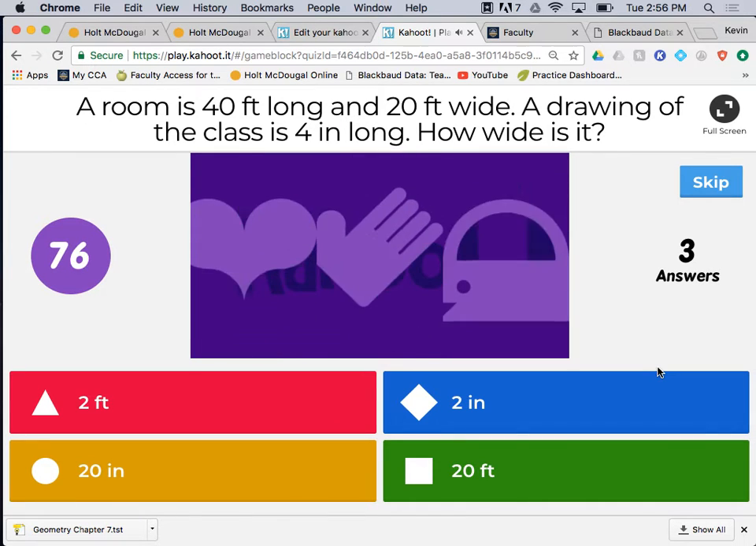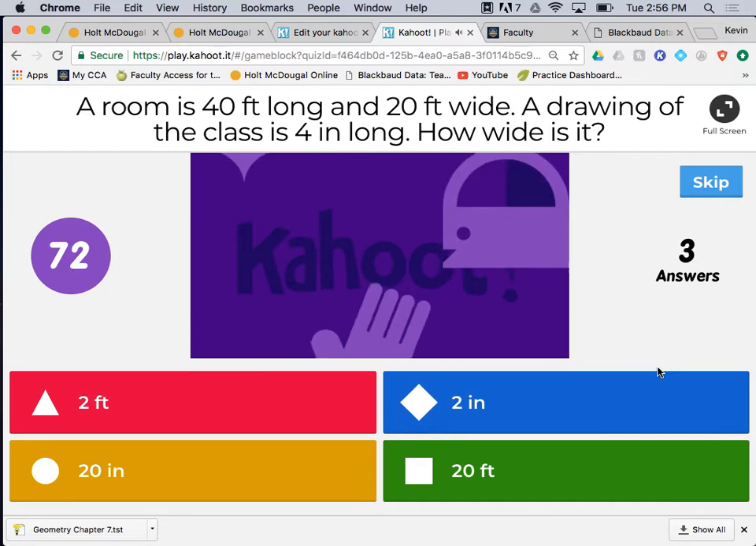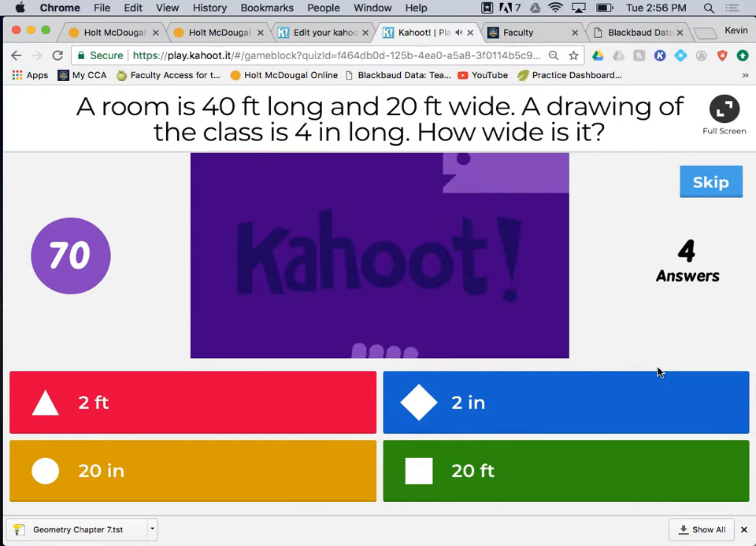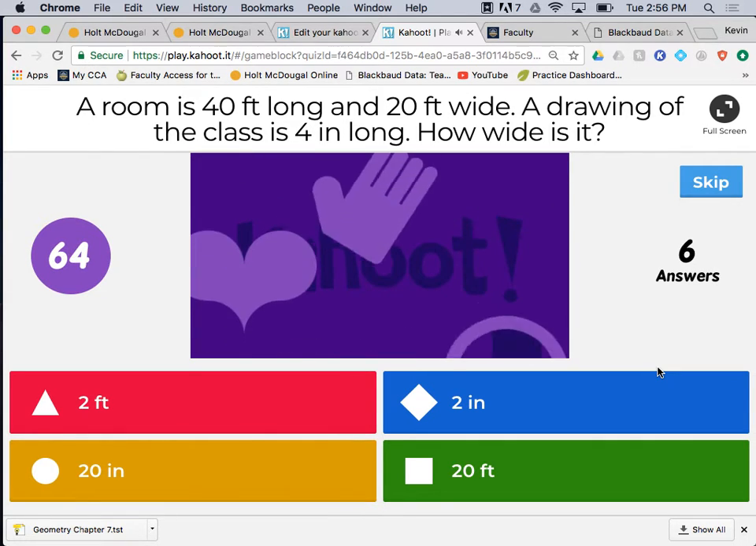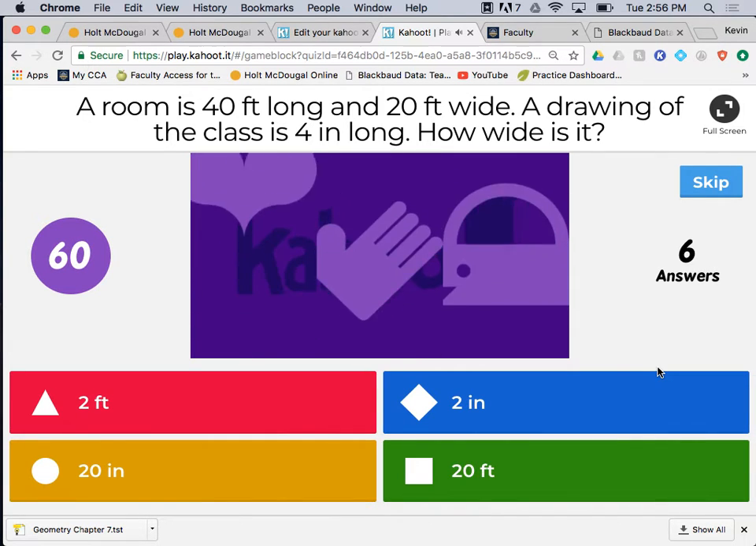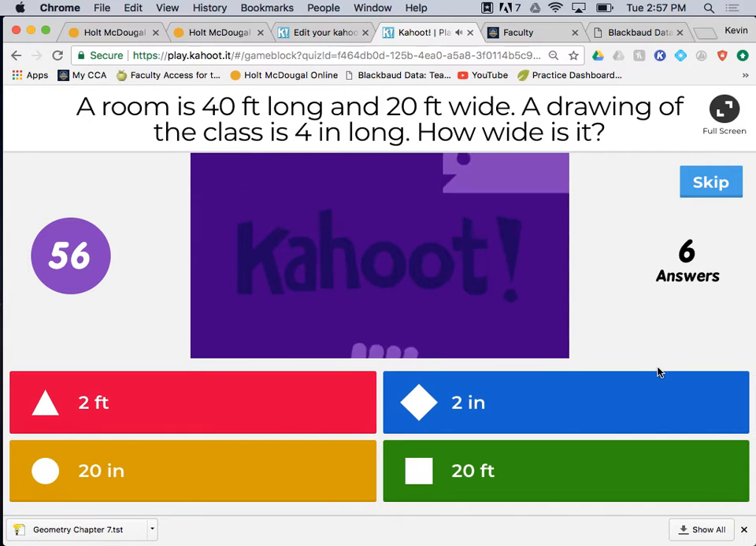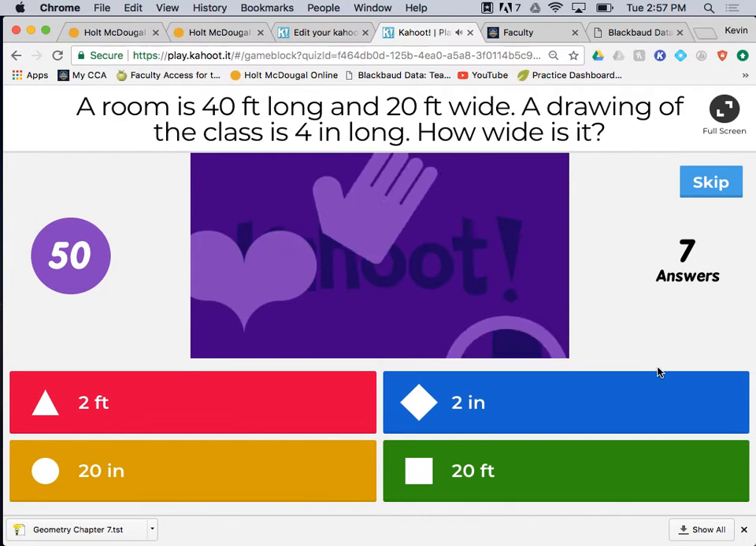Mental math. Red over blue equals red over blue. So x over 20 equals 4 over 40. Right? I multiply both sides by 20. I get x equals 4 times 20 is 80 over 40 equals 2. I put 2 feet. Or how many inches? How long? You see, it's the drawing.